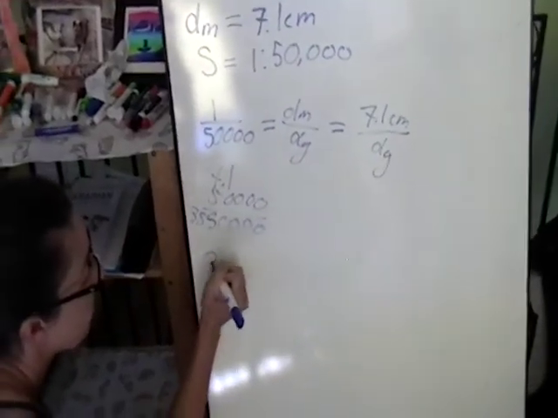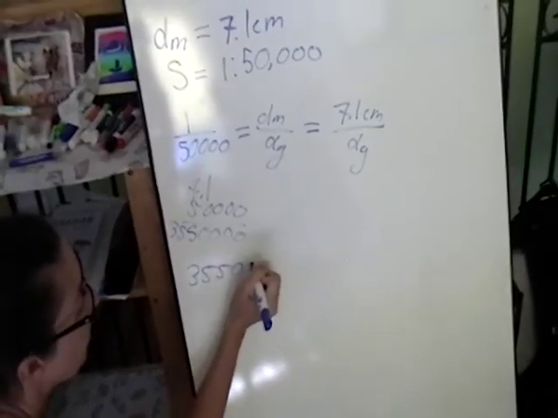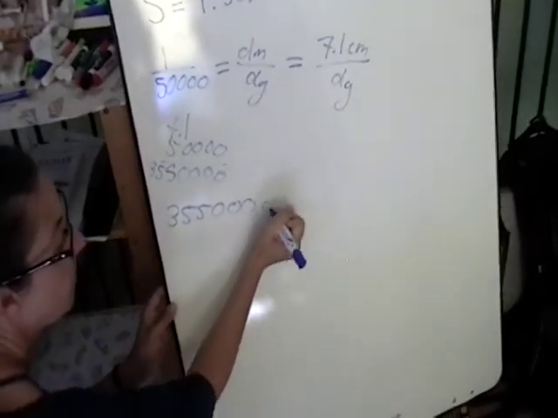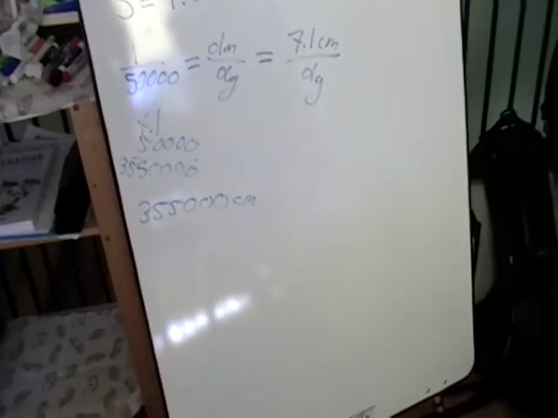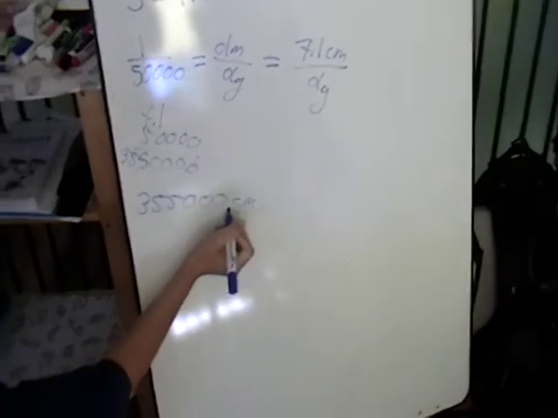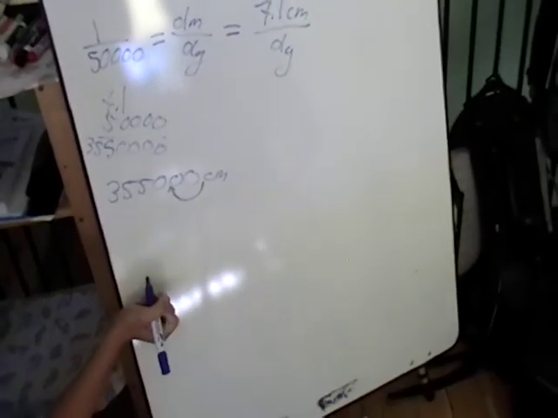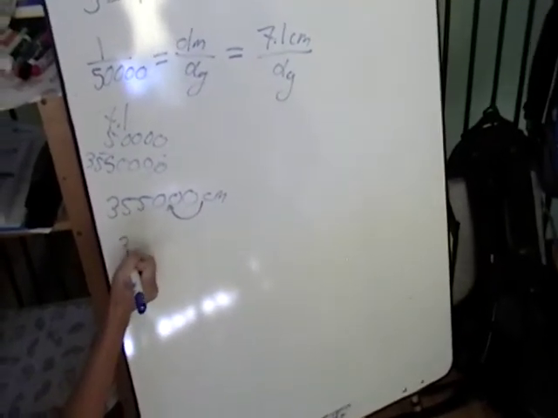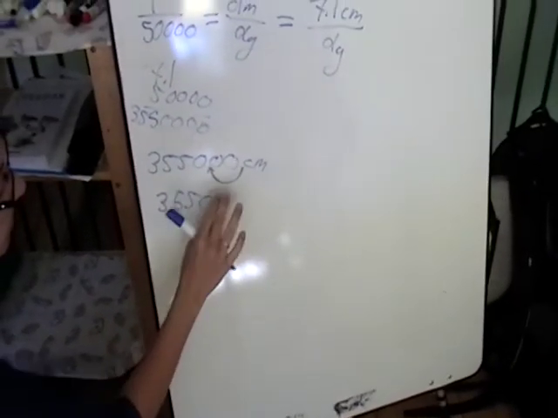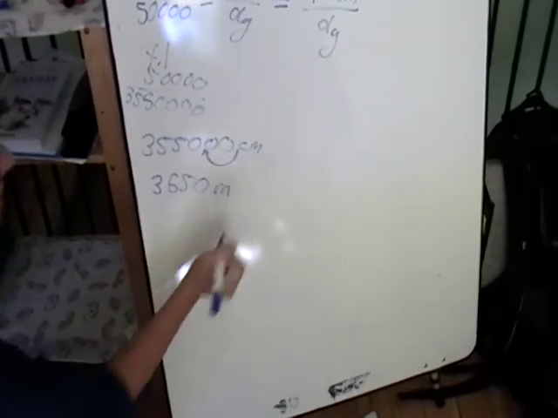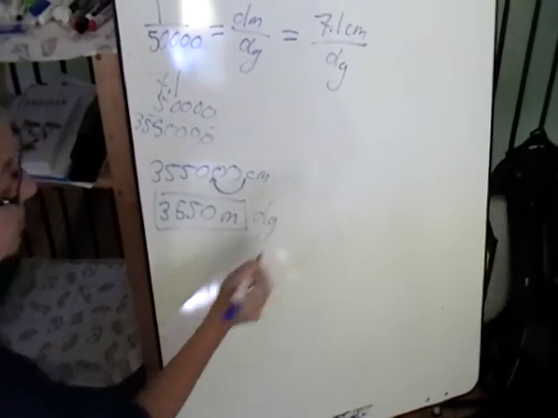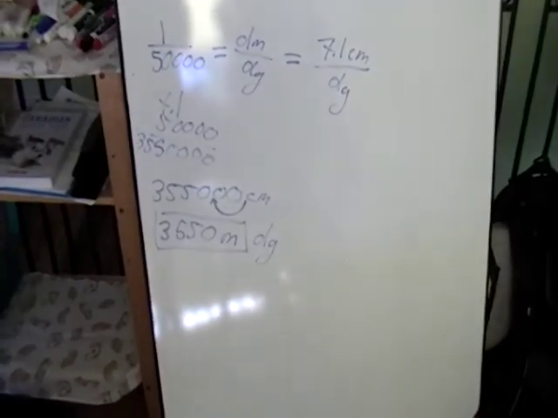So we know that it is 355,000 centimeters. Does it make sense to leave that in centimeters? Probably not. So we are now going to change it to meters, so we can move it 2 decimal places. And so my answer is 3,550 meters. This is my ground distance using that measurement.